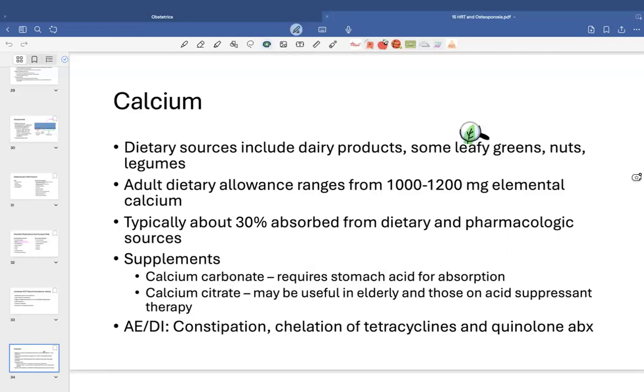And it's a little harder to absorb, but that might be a better option for the elderly or those on acid suppression therapy. Calcium tends to be constipating, and it can interact with drugs that it can bind to, like quinolone antibiotics, tetracyclines. We talked about that earlier.